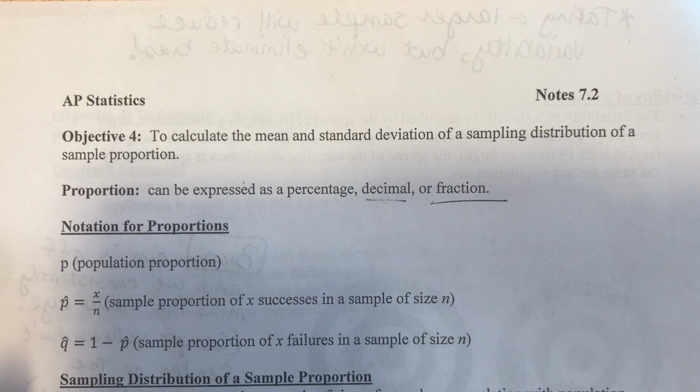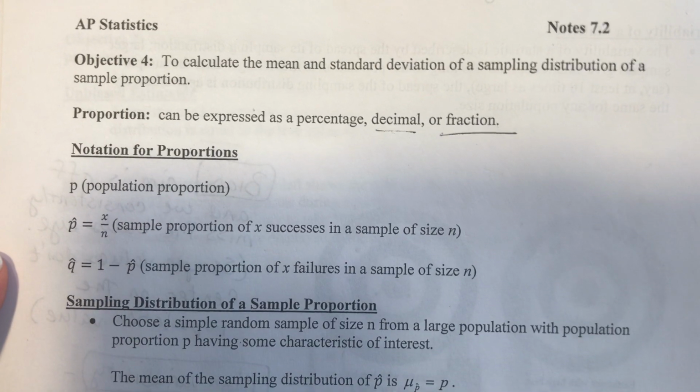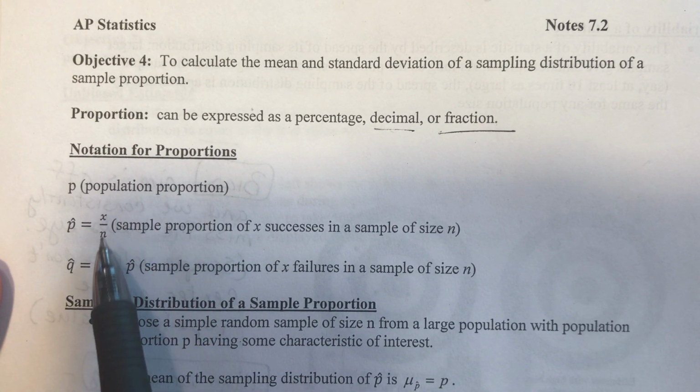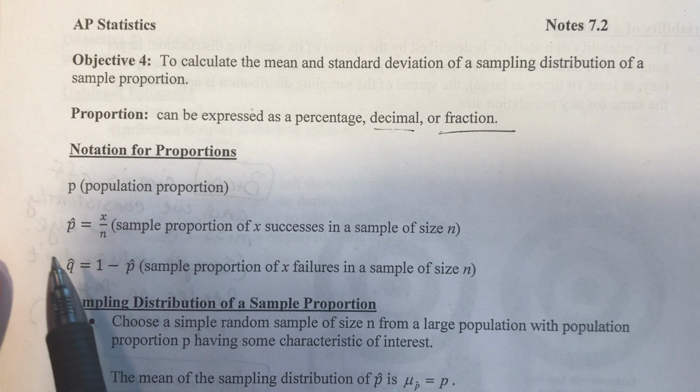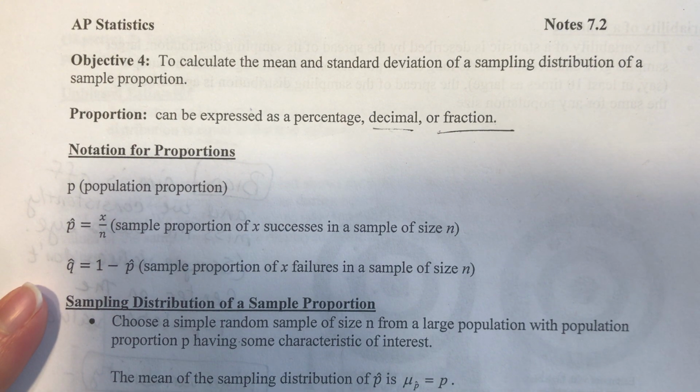A couple things that we've talked about. All right, P we know is our population proportion. It's our parameter. P hat is our sample proportion. So your sample size is N and the number of successes is X. We're going to use Q hat as I go through things, which is really 1 minus P hat. Or you can also have P and Q.